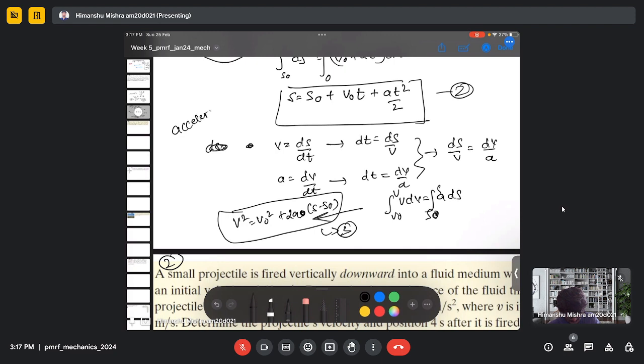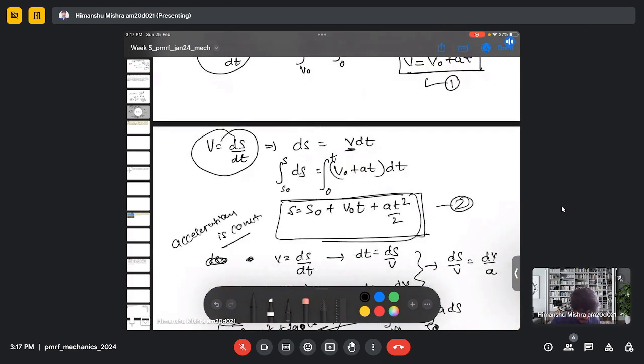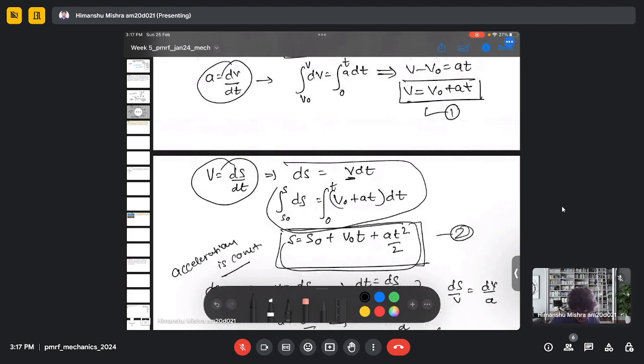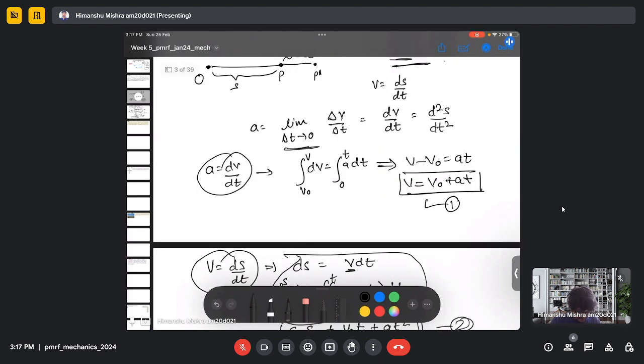is constant. And if the acceleration is not constant, then instead of using these identities, just simply integrate the variable to get the unknown.